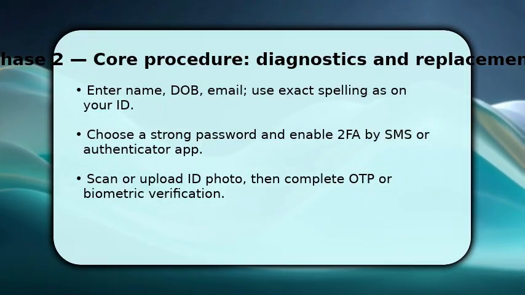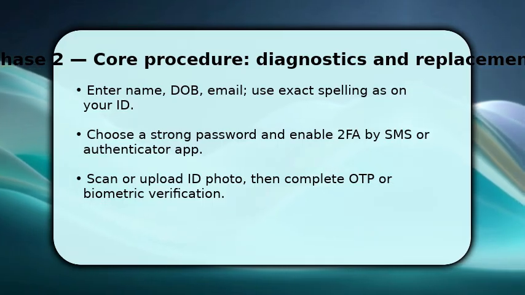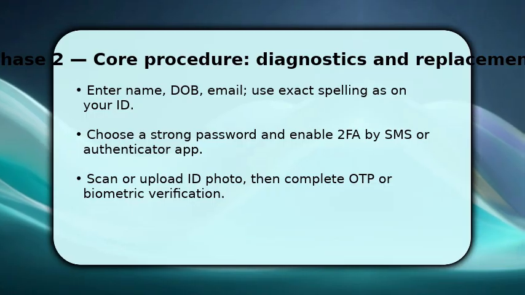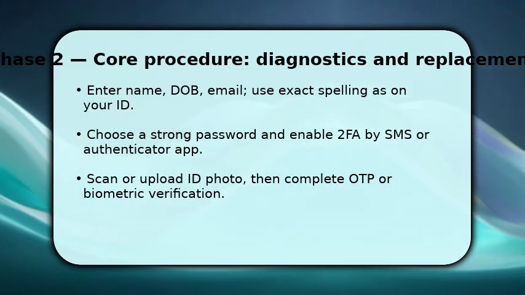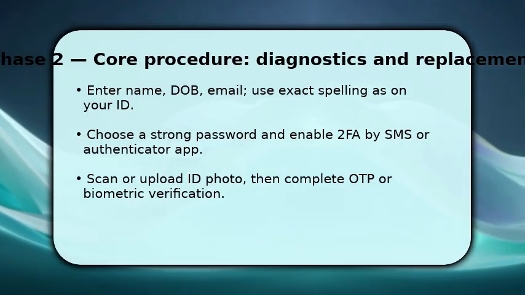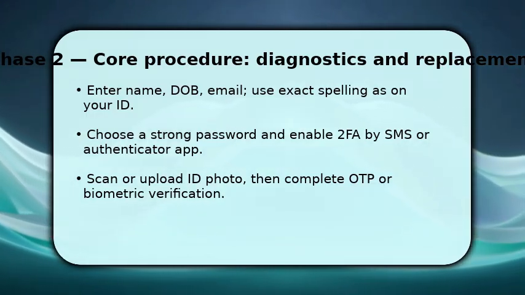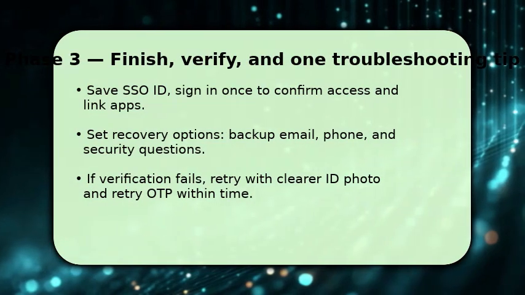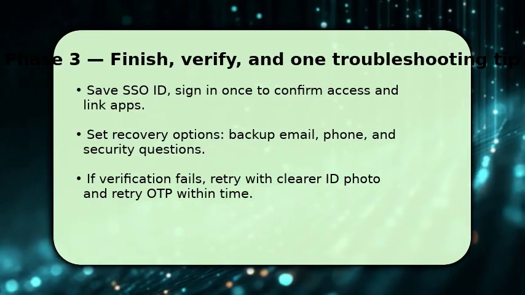Then scan or upload the required ID photo, follow prompts to crop and submit, and complete the OTP or biometric step. Once the system finishes, copy or note your SSO ID, sign in once to confirm access, and link any apps or services you plan to use. This ensures single sign-on works across services.